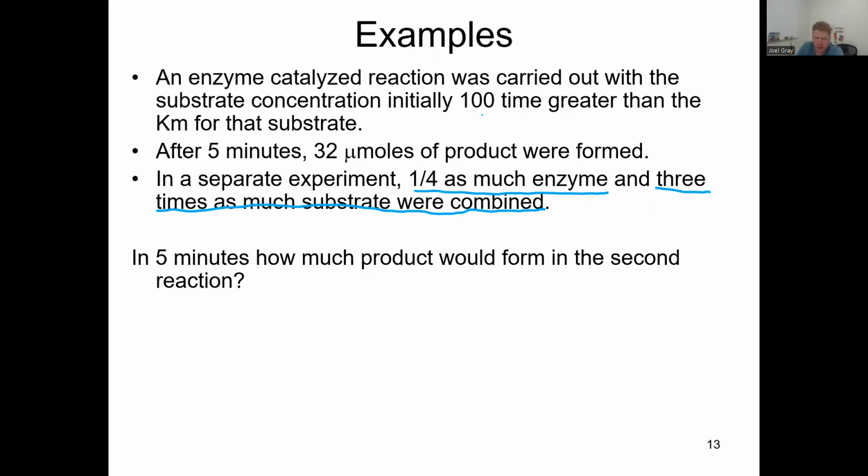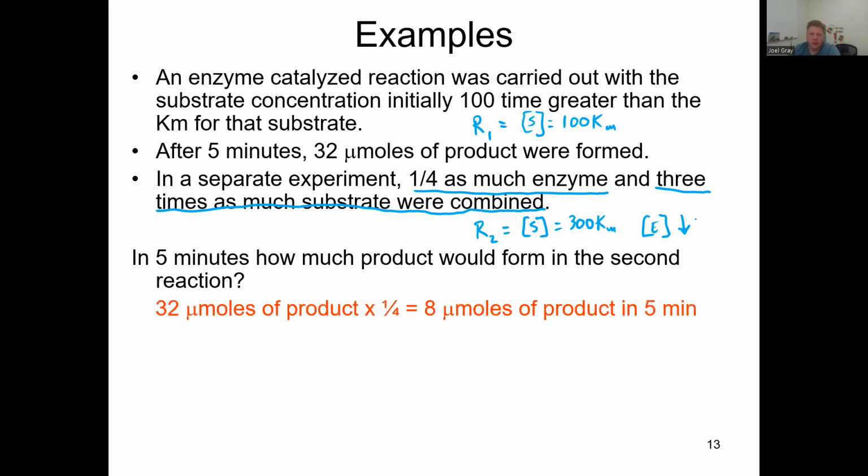Okay, so reaction 1 is, well, your substrate concentration is 100 times your Km. In R sub 2, or your second reaction, your substrate concentration is 300 times your Km, but your enzyme concentration is dropped by 75%. If 32 micromoles of the product times 1/4, that would be 8 micromoles of the product in 5 minutes. Okay, so if we have 1/4 as much enzyme, we're going to make 1/4 the amount of our product.